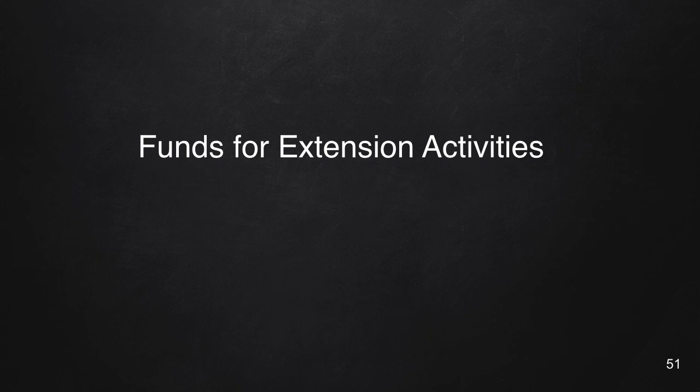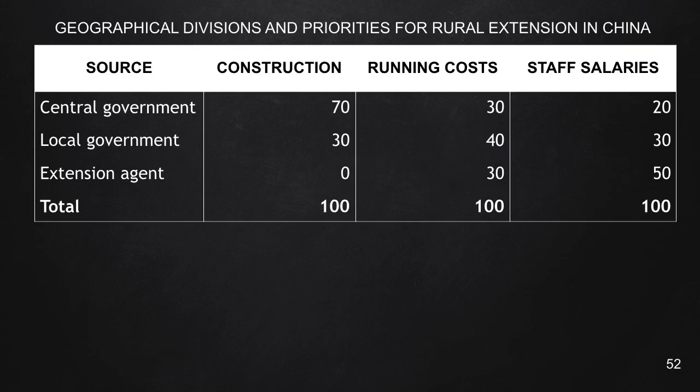Before reform, the public extension, which was the public sector service, was fully financed by central and local government. After reform, the government decentralized funding to the level of local government and extension agents. Here, we can see the funding divisions and priorities for rural extension in China. For central government, they allotted 70 for construction, 30 for running costs, and 20 for staff salaries. For local government, they allotted 30 for construction, 40 for running costs, and 30 for staff salaries. For extension agents, they allotted none for construction, 30 for running costs, and 50 for staff salaries. That's 100 for construction, 100 for running costs, and 100 for staff salaries.